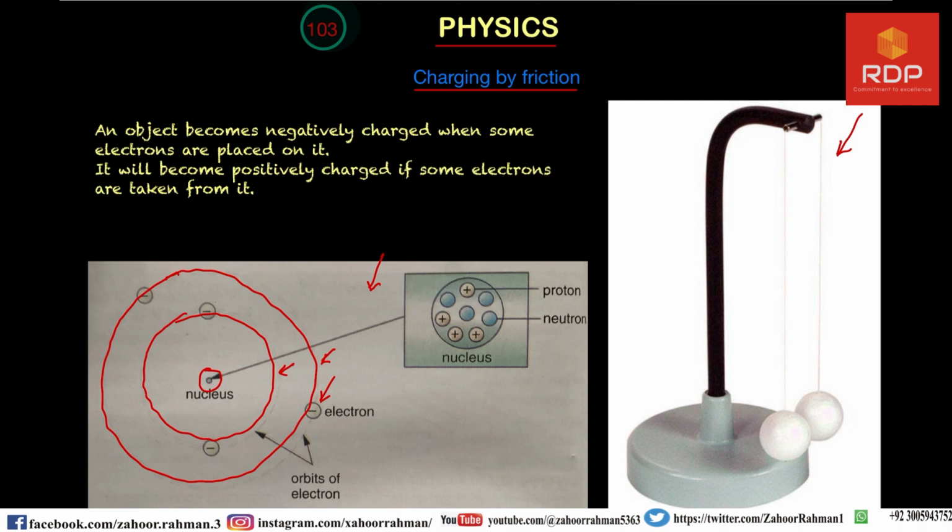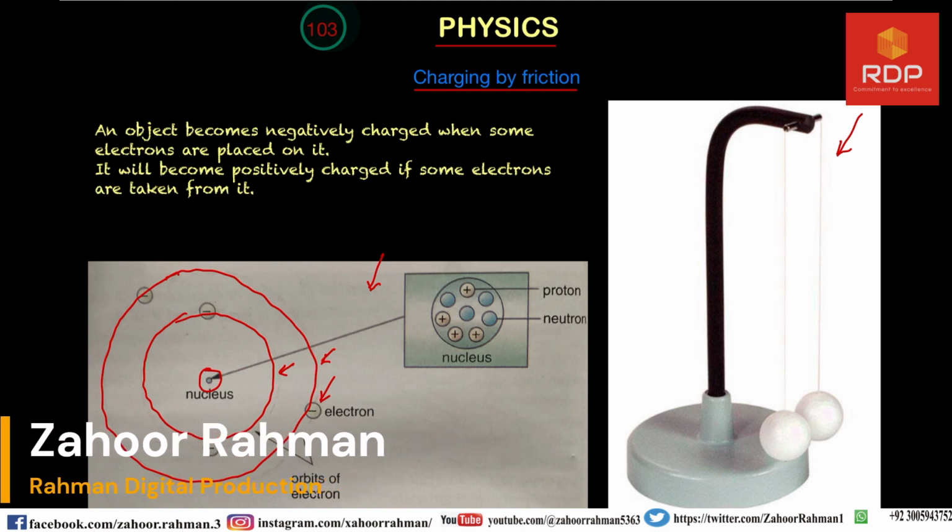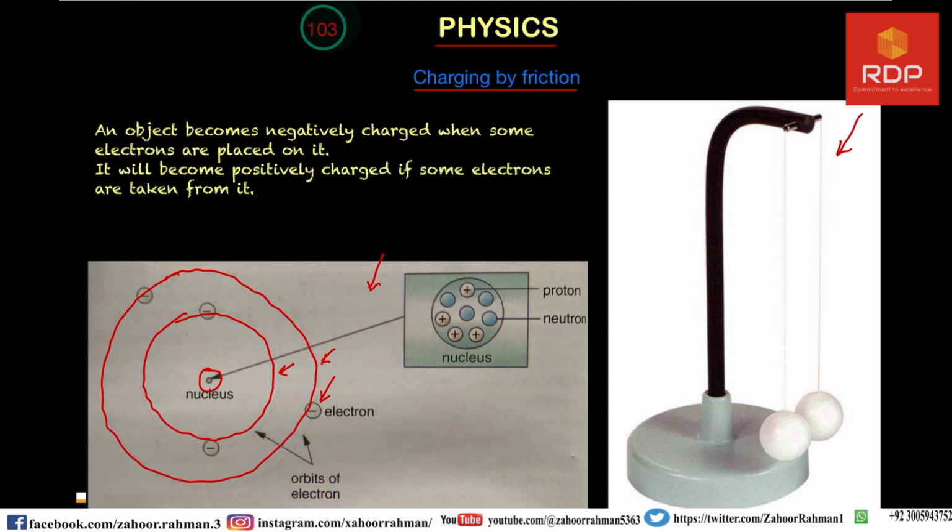The fourth explanation is: in charging by friction, such as rubbing a glass rod with silk, some electrons from the surface atoms of one object, the glass rod in this case, are transferred to another object, silk in this case. This makes the glass rod positively charged as it is now short of electrons. The silk becomes negatively charged as it gains an excess of electrons.